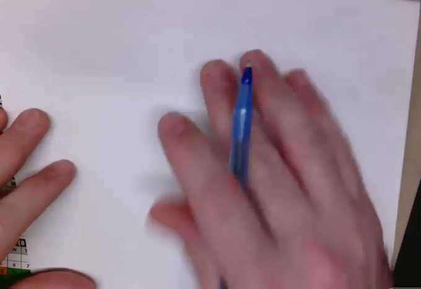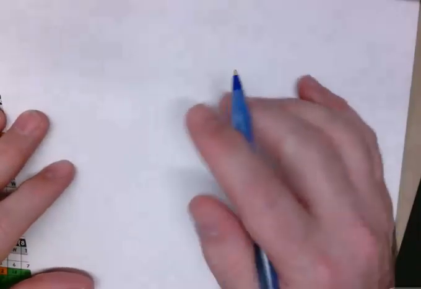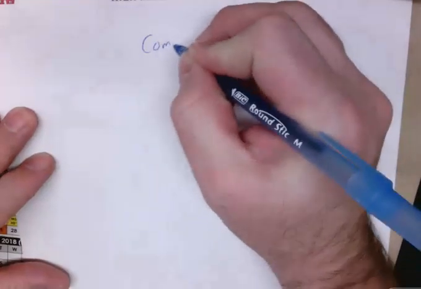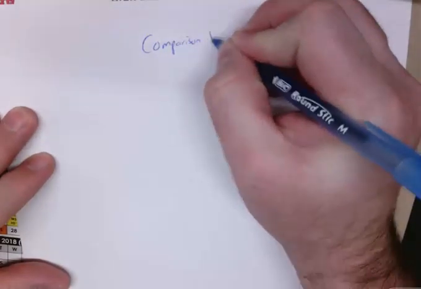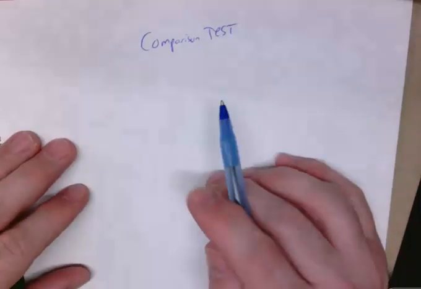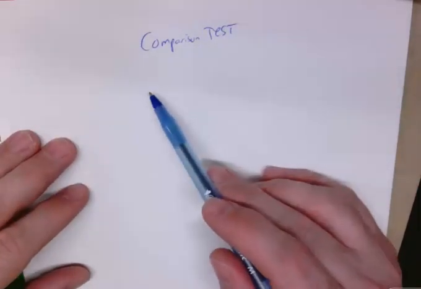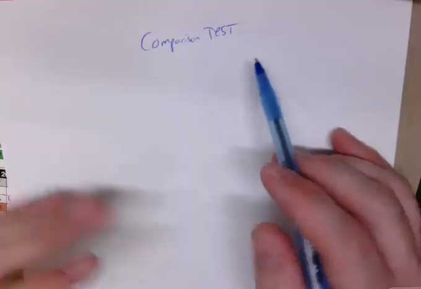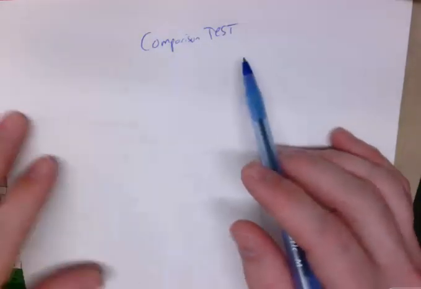Hey guys, here's a quick little walkthrough of what we would call the comparison test. Sometimes it's called the direct comparison test. And the idea is simply this. You're going to take a series that you might not be able to determine convergence on and compare it to a series that you know convergence on. So whether it converges or diverges, and then we're going to make that comparison.